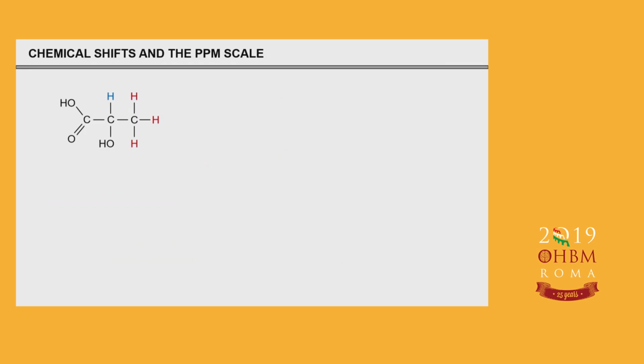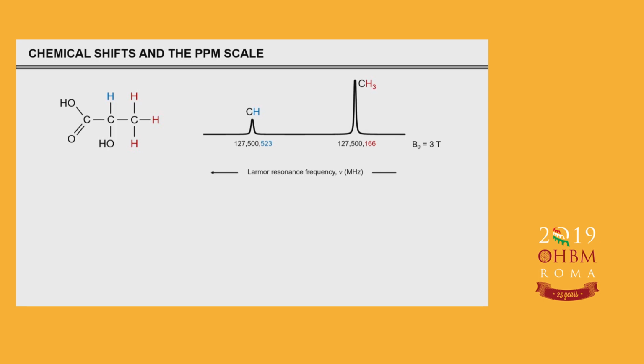Finally, the final thing about the basics is how we're going to display these kind of spectra. So let's have a look at lactic acid. Lactic acid has 4 protons that you can detect directly. There's a single proton in blue, and there's 3 methyl protons in red. Because of difference in electronic shielding, the blue proton typically is at a higher frequency, and the 3 methyl protons have an increased electronic shielding, and therefore they resonate at a lower frequency.